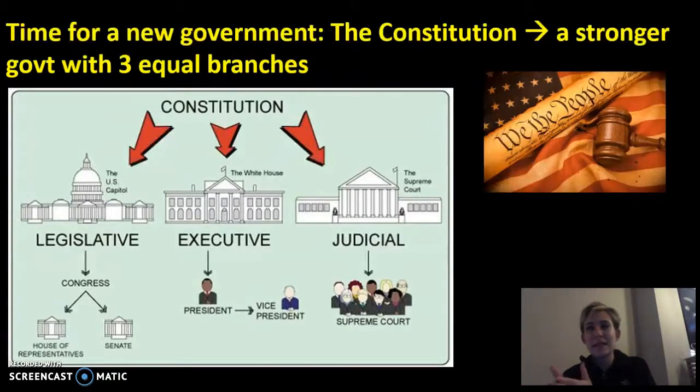It sets up a government that is stronger and has 3 equal branches. Those are the legislative, the people who write the laws; the executive, the people who enforce the laws, like the president; and the judicial, sounds like judge, right? The people who interpret the laws, like the judges in the courts. To make sure you're listening to me, I want you to highlight these 2 terms, the Constitution and equal branches. Equal branches meaning that they all have the same amount of power.